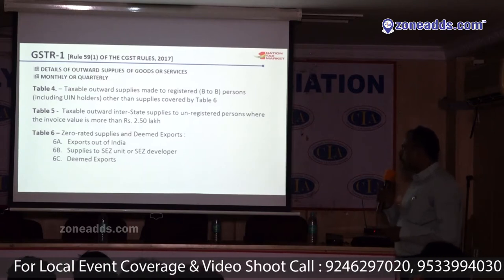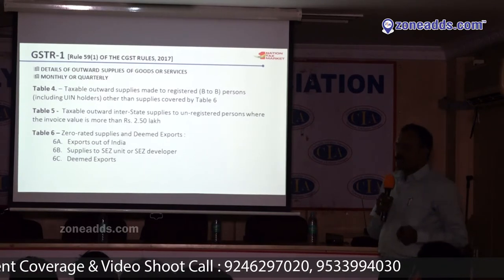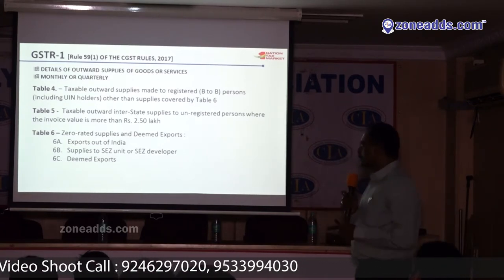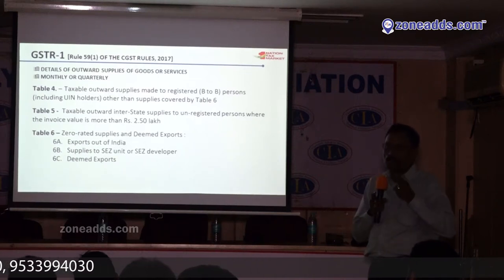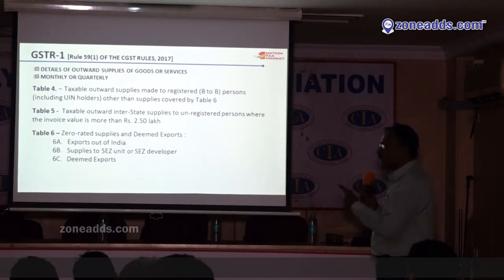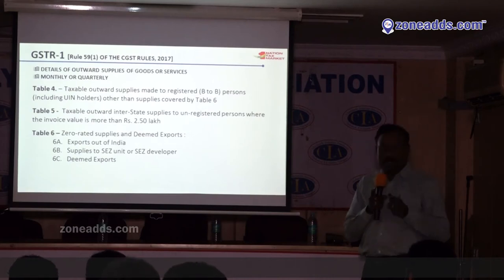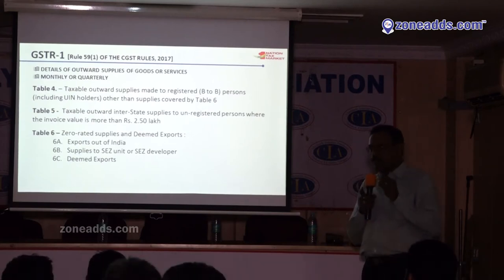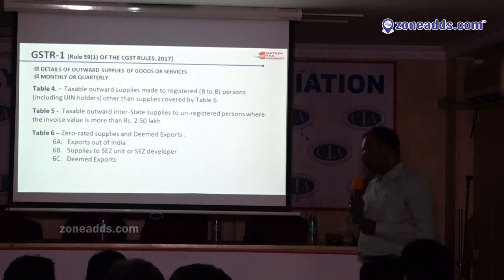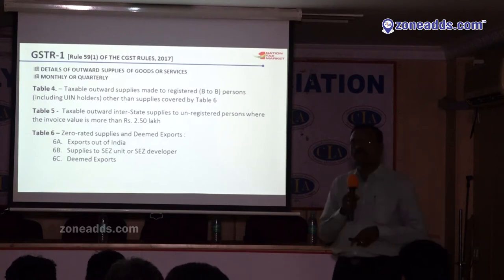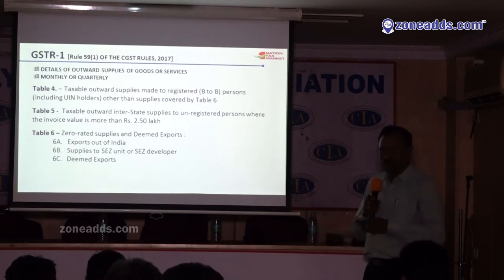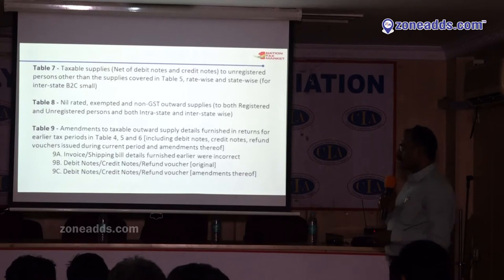Table 5 deals with interstate supplies made to unregistered persons where the invoice value is more than 2.5 lakhs. It doesn't accept even 2.5 lakhs. It accepts only 2,50,001 rupees. It doesn't accept 2,50,000, more than that, okay? And table 6 deals with zero rate supplies: exports, supplies to SEZ, and also deemed exports. 6A, 6B, 6C, there are three sub-tables in table 6.